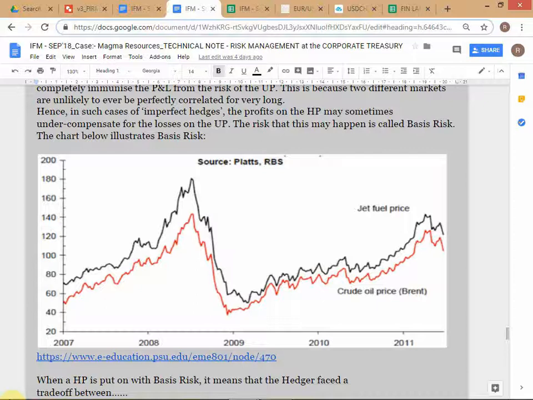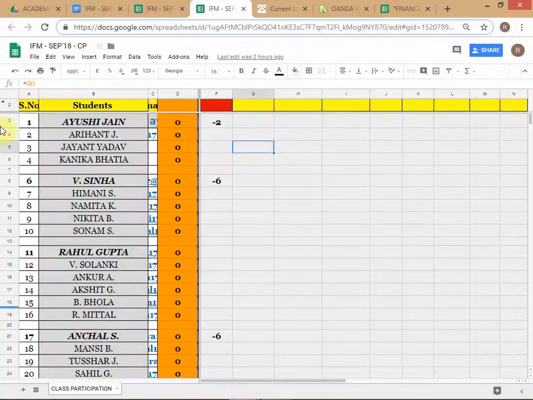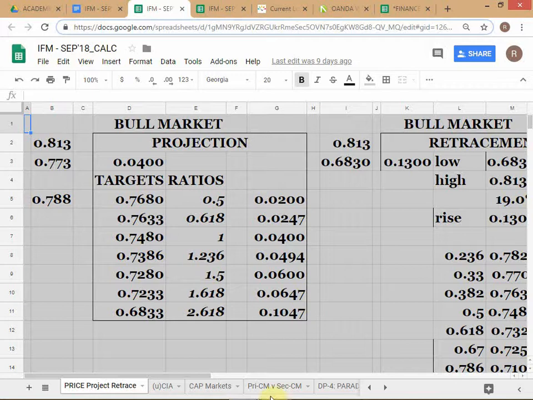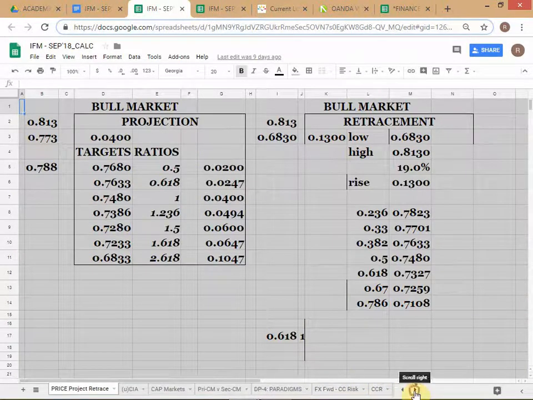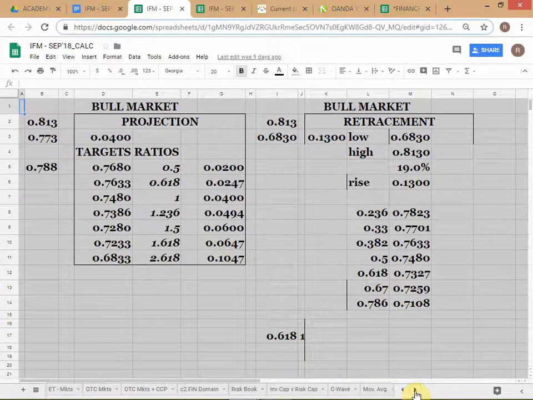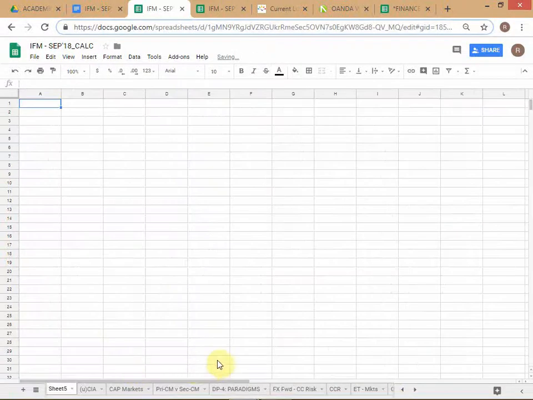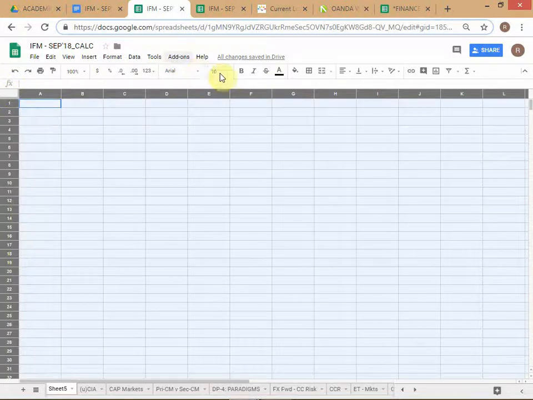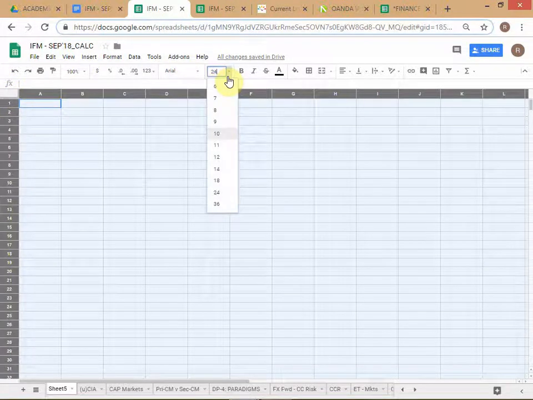If we define the spread, let's go into a spreadsheet so we don't have to use the board and we can capture it here. Let's go into your calc file. All right, let's create a new sheet. I'll just create a new sheet, then later on I'll name it. This sheet is already shared with you, and let's try to understand this position.